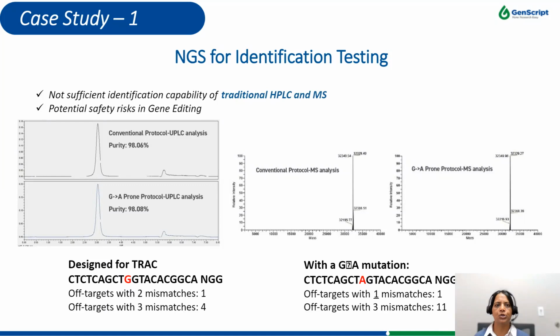However, this mutation may seem minor and even undetectable when using mass spectrometry because the difference in molecular weight is only about 1 Dalton. And traditional analytical methods like UPLC and HPLC also struggle to distinguish the G2A mutation because the change is too small.